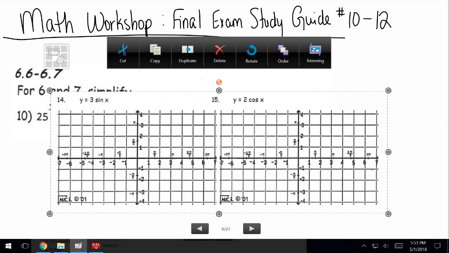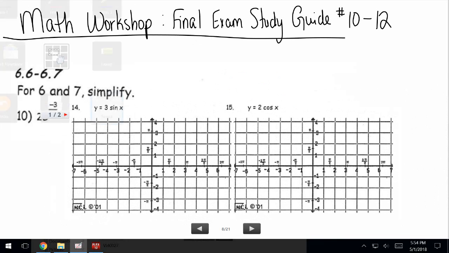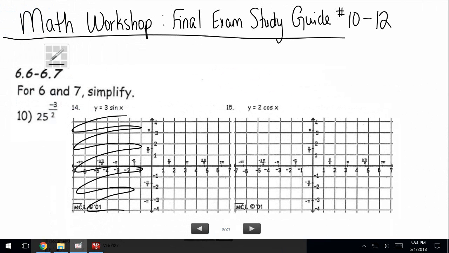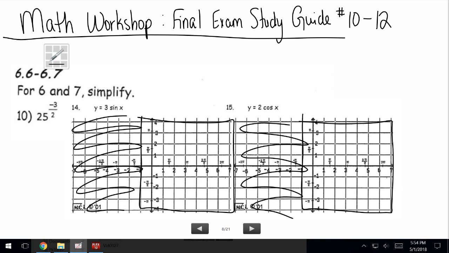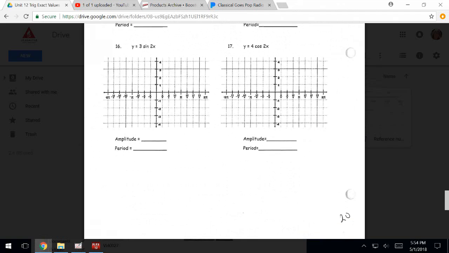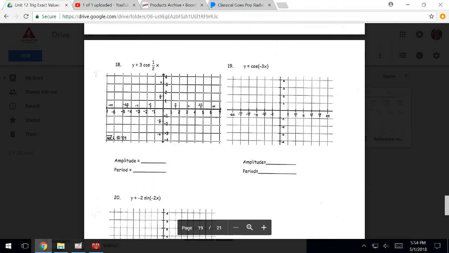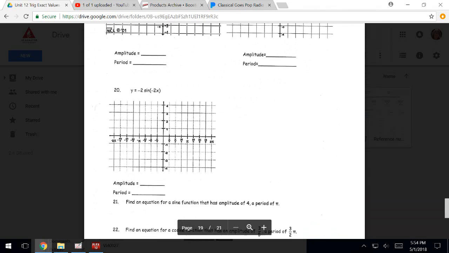All right, so here's 14 and 15, okay? Don't worry about any of this stuff on this side or any of this stuff on this side, okay? Just use this piece of the graph on both of those, okay? All right, then, same thing on 16 and 17, okay? Same thing on 16 and 17.